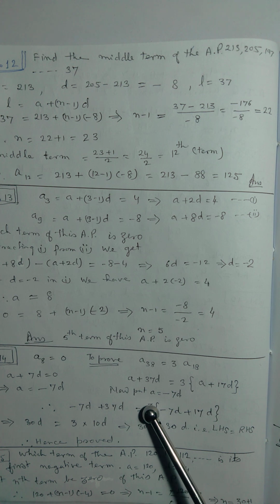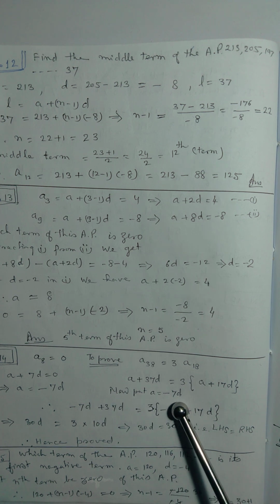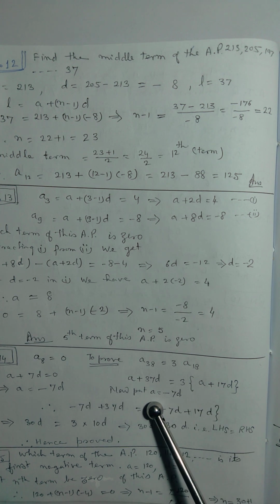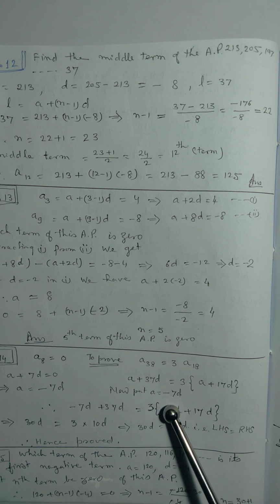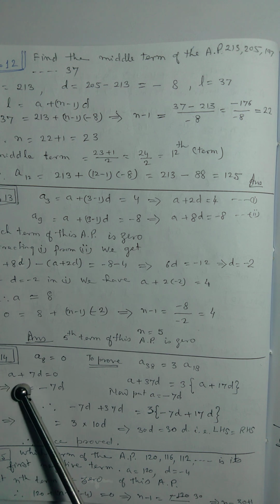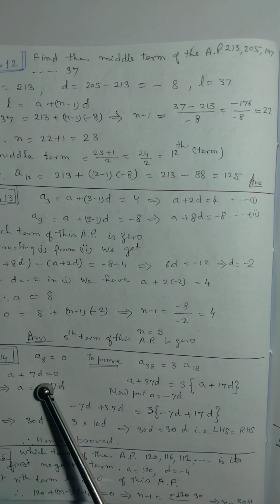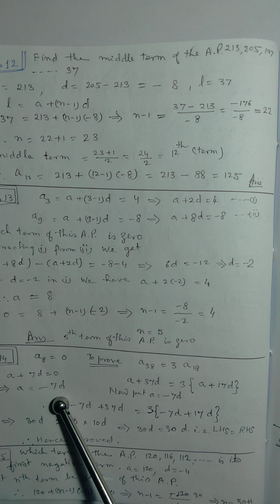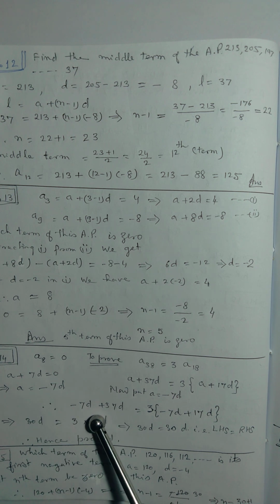Now, after solving it, you will get a is equal to minus 7d. Therefore, a plus 7d is zero, so a is equal to minus 7d. Now substitute this value here.